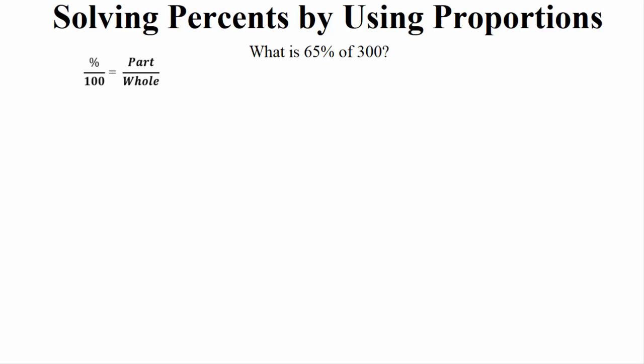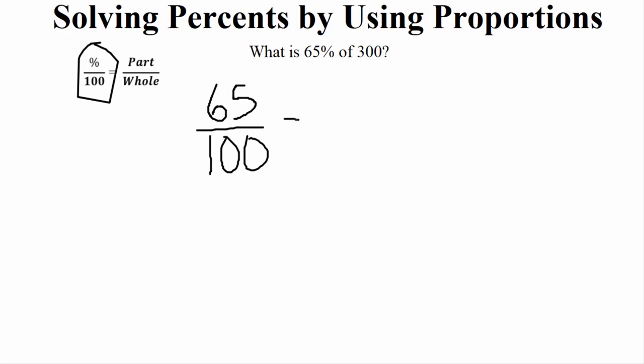So let's figure out, how do we plug into this formula? First off, the first ratio that I see on the left-hand side is the percent over 100, right? Now that 100 is always going to be there. It's always part of the formula. Now the percent, if you are given a percent in your problem like we are here, the question says, what is 65% of 300? So they've given us 65%. So that's what the percent is. So to plug into this first example, we would take the 65% and put that over 100. And that's the first part.